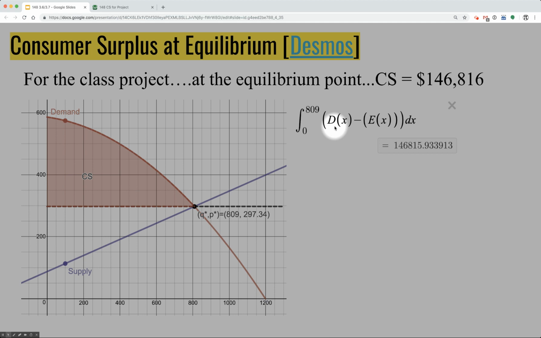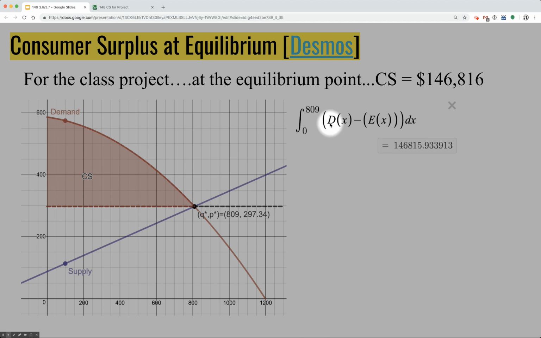And then we're going to take the demand curve, which is over here, and we're going to find the area between that and E of x. Now, capital E of x stands for equilibrium, and corresponds to the function that represents this line where the price is $297.34. So it's just under 300. So it's just a flat linear function. And that ends up being 146,815.93. And if I round this to the nearest dollar, I get this number here.